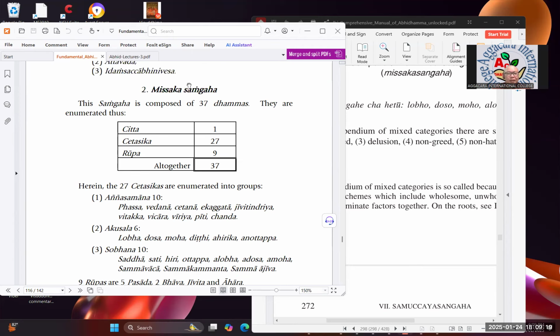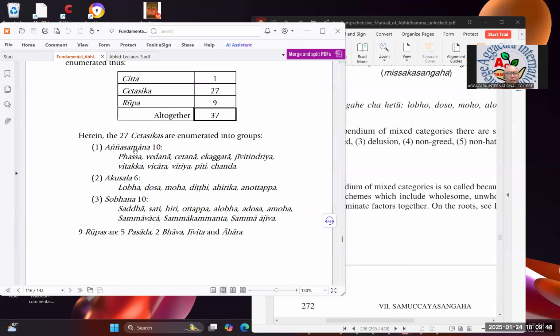So this chapter is called Misaka. Misaka means mix. Sangaha means compendium or composition of 37 Dhammas. When we see Dhamma with a small d, we can translate it as states or phenomena. Or here it just means the chitta, cetasika, rupa. So if you combine, they are 37. Now 27 are this anya samana 10, with this akusala 6, sobana 10. Now we will come back later.